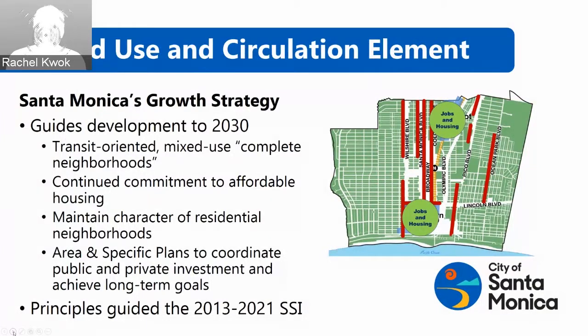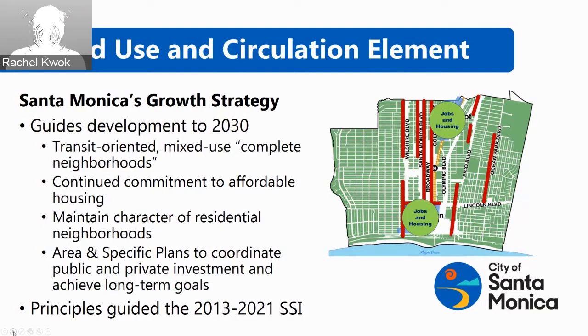As an overarching guideline that we are looking at is, of course, the LUCE growth strategy. As we're going through the SSI, we don't anticipate that we will differ from or vary from the growth strategy that was identified in the LUCE. As I mentioned before, we are looking at ensuring that housing units have proximity to transit. So this is similar to the LUCE growth strategy, which was fostering transit-oriented mixed-use communities.